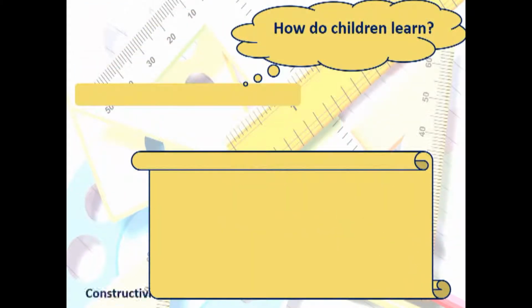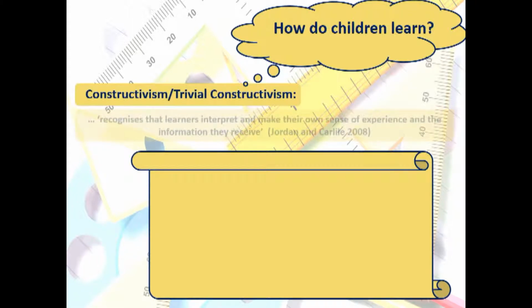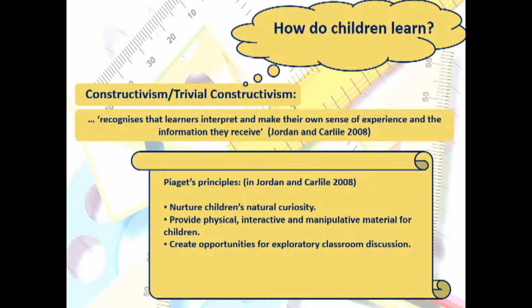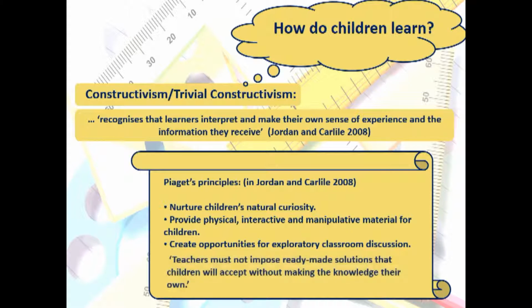This aligns with the constructivist theory of learning and Piaget's principles discussed by Jordan and Carlisle 2008, which suggest that teachers should nurture children's natural curiosity, provide physical, interactive and manipulative material, and create opportunities for exploratory classroom discussion. Jordan and Carlisle also discuss trivial constructivism, which recognises learners personally interpret information they receive through discovery learning and peer talk and interaction. According to Piaget, children must go through the process for themselves, and teachers must not impose ready-made solutions that children will accept without making the knowledge their own.